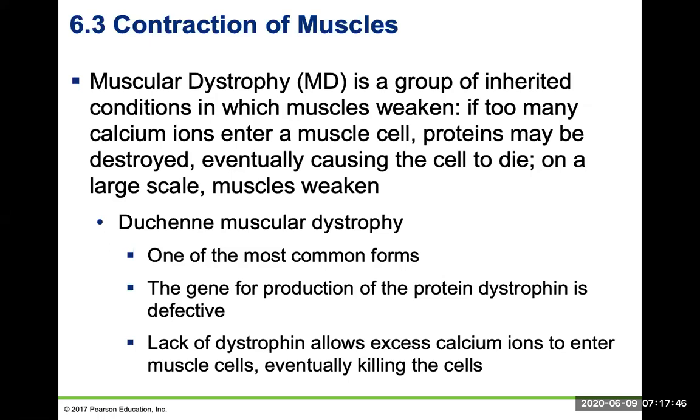Duchenne muscular dystrophy is one of the most common forms. The gene for production of the protein dystrophin is defective, and lack of dystrophin allows excess calcium ions to enter your muscle cells, eventually killing all the cells. The life expectancy for Duchenne muscular dystrophy can be anywhere from 18 to 30 years old. I just knew a young man who actually survived until he was 30, but it is a very sad condition.